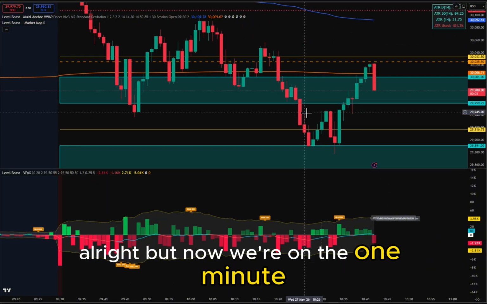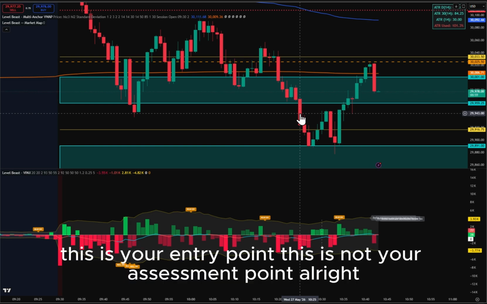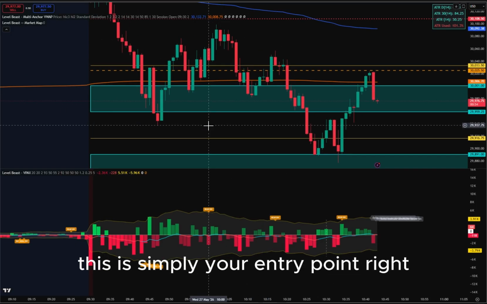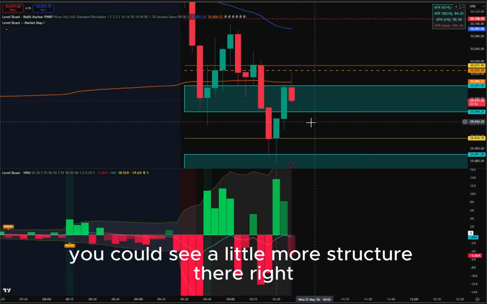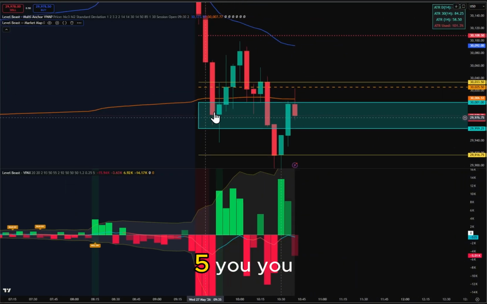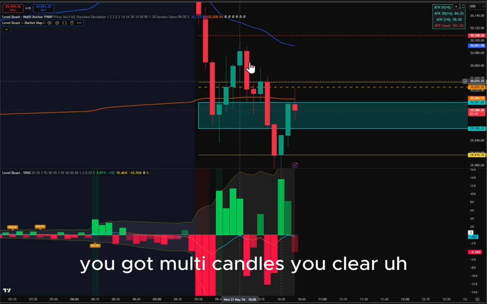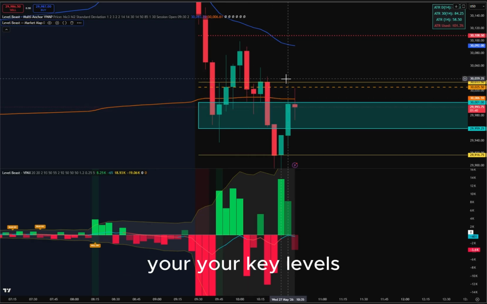All right, but now we're on the 1 minute. So keep that in mind. We're just on the 1 minute. This is your entry point. This is not your assessment point, all right? This is simply your entry point, right? If you were to go up to the 5, you could see a little more structure there, right? 3, a little more structure. 5, you can see it's a clear break to the upside. You got multi-candles, you clear your key levels.